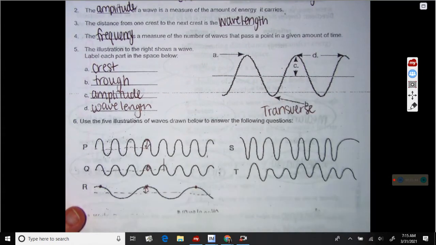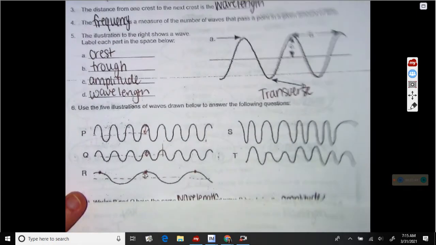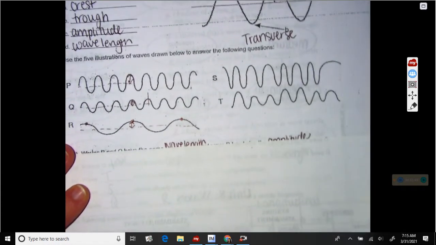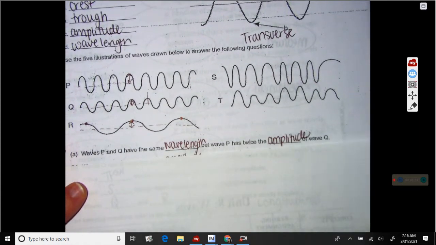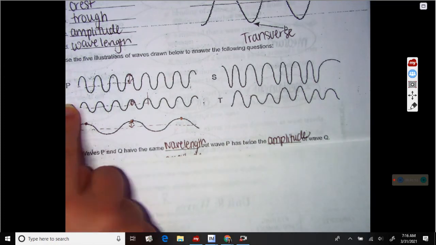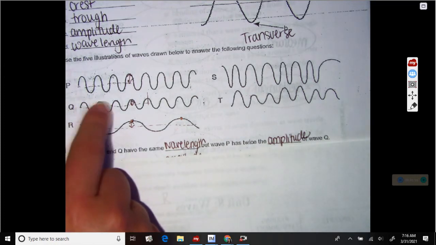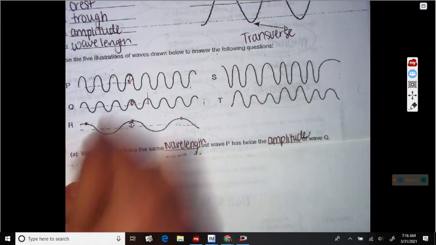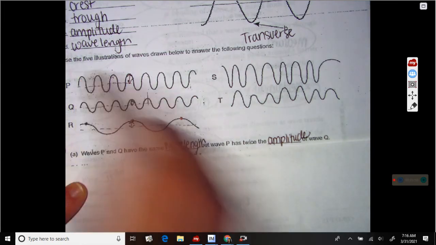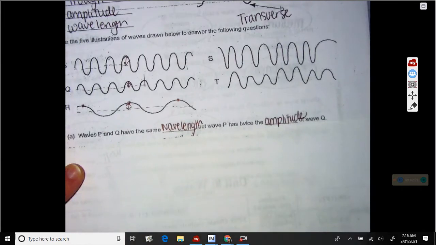So right here we've got 5 pictures, okay? And it says we want to know waves P and Q. Okay, it looks like they have the same wavelength. The length of the waves are the same distance apart. But P has twice the amplitude. It is twice as tall. It carries twice as much energy.